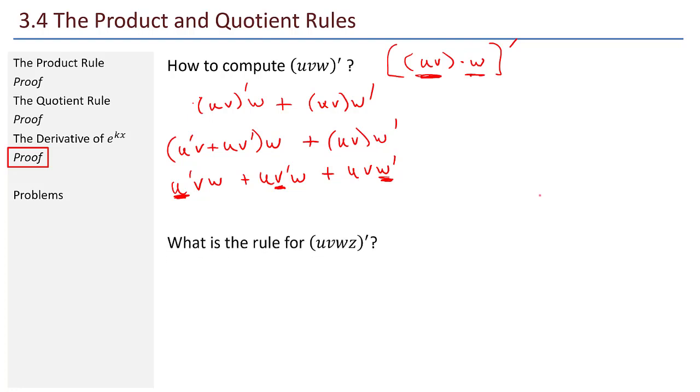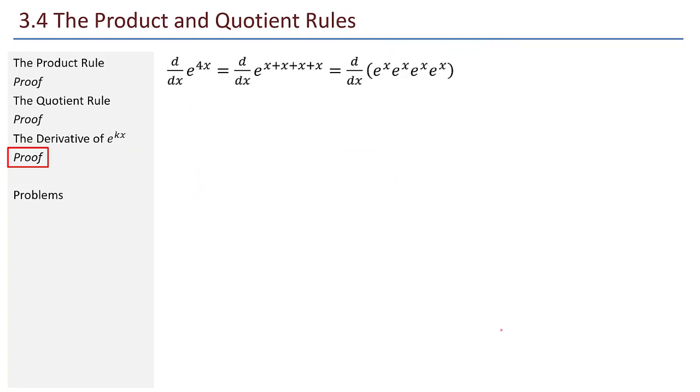What if I had four factors, four functions that are all multiplied together, and I want to take the derivative? Well, the derivative will be u prime vwz plus uv prime wz plus uvw prime z plus uvw z prime. All right, let's see how this helps us a little bit in figuring out the rule for the derivative of e to the kx. And I'll just do an example. I won't do fully e to the kx. I'll do e to the 4x.